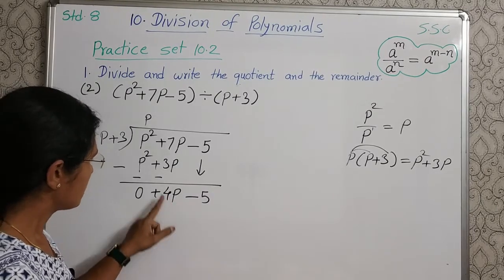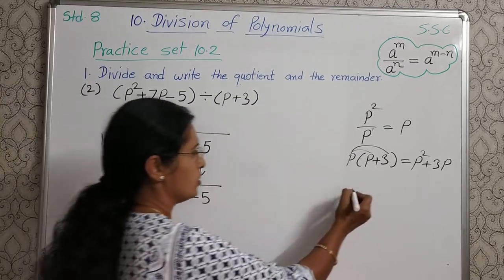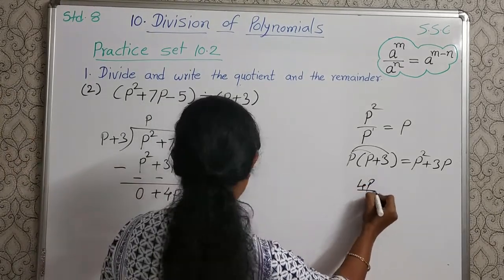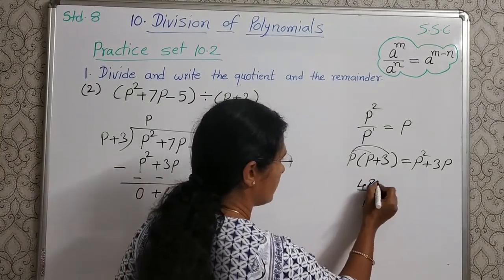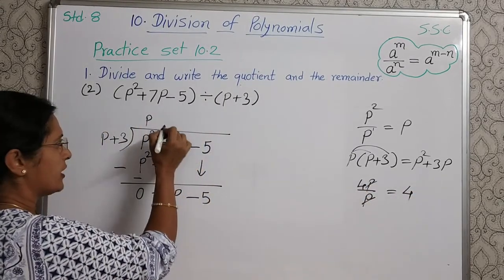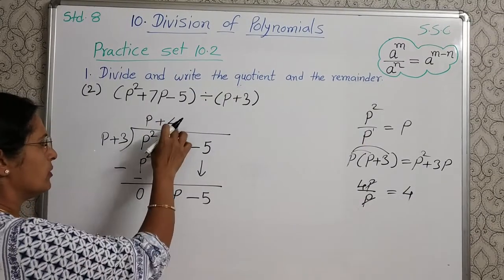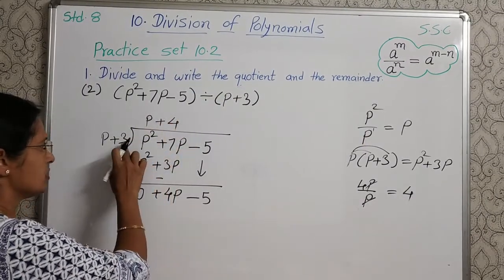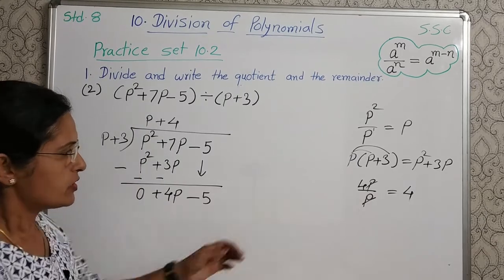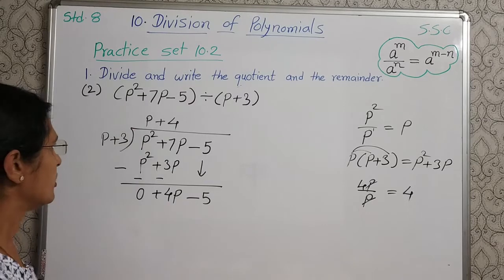Now take the first term 4p and divide it by p. So 4p by p, p will get cancelled and 4 is the quotient. So write that 4, that is plus 4 here, and multiply this 4 with this divisor. Instead of writing here, even directly you can multiply and write the product here.